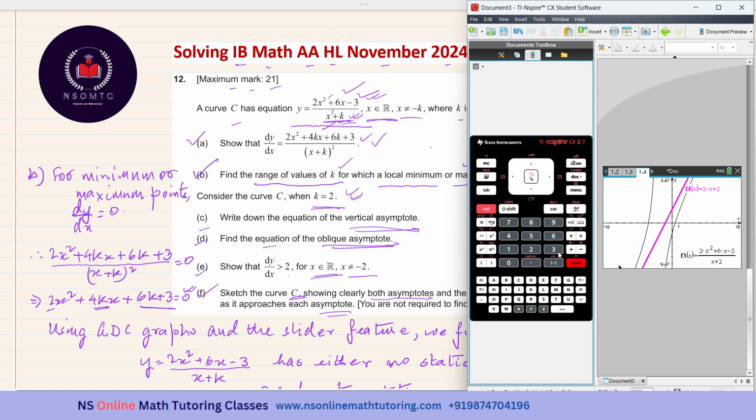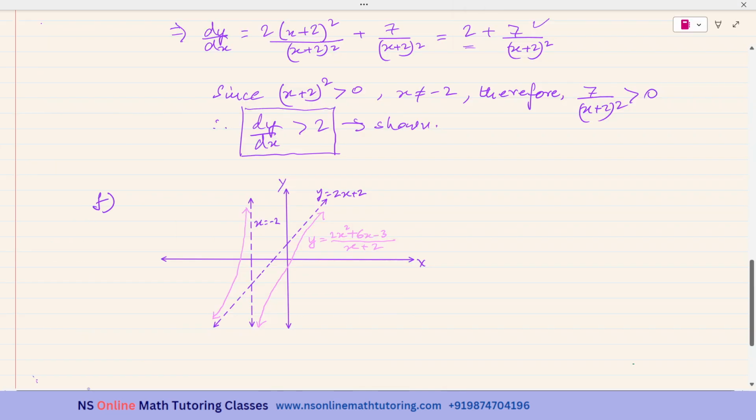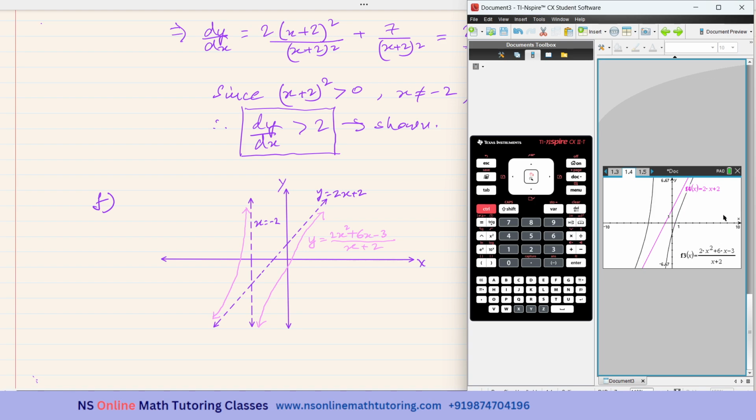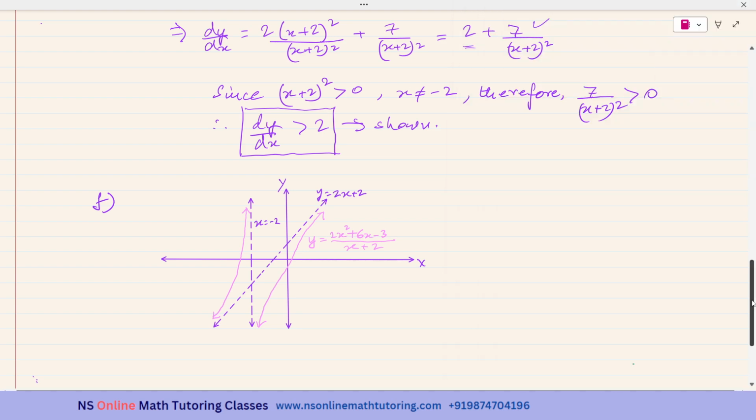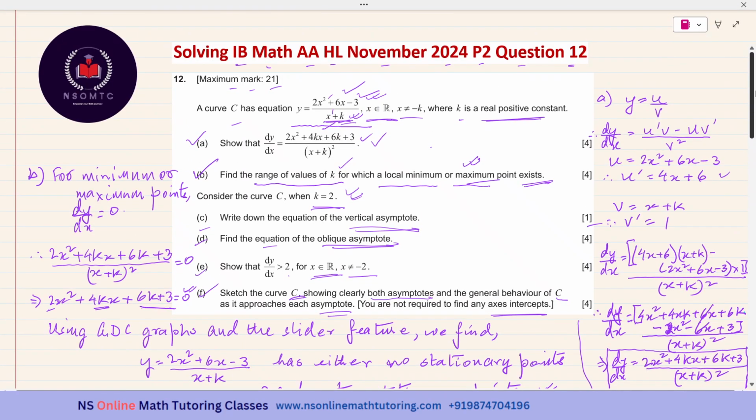I can show you the vertical asymptote line also, but in the exam mode, you will not be allowed to draw any vertical line. So I'm not showing that. So this is the graph that I have drawn. You can check with your calculator. And we have completed solving this question.